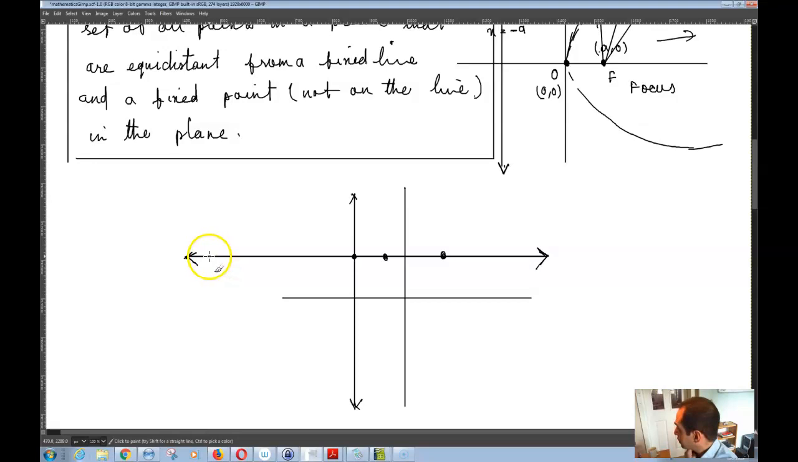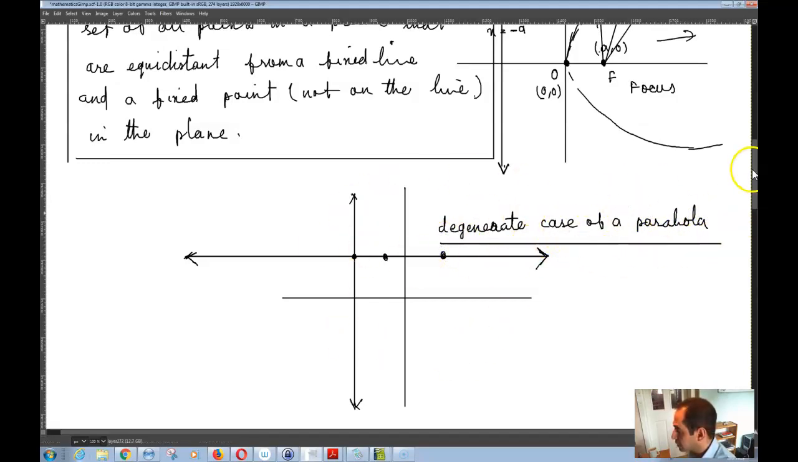We call this case of a parabola, where the focus is on the directrix and as a result we get a straight line, not a curve like that, the degenerate case of a parabola. Okay, so that's basically that.